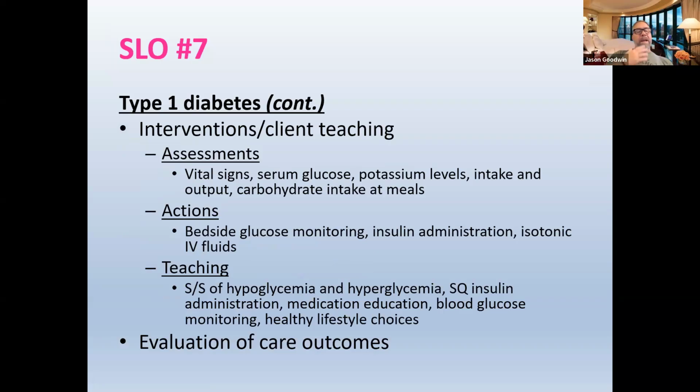Interventions. So now that you've identified that, assessments are going to include your vital signs, your subjective discussion with them, serum glucose levels, other metabolic panel, things like potassium levels. You're going to manage their I's and O's well, and also keep an eye on their carbohydrate intake meals. And they might be on what's called a diabetic diet. Actions, the bedside glucose monitoring. You're probably already doing that, right? And you're managing the insulin administration. You're also probably getting certain fluids that might be different from somebody that doesn't have diabetes in the hospital. Maybe you're giving them normal saline instead of lactated ringers, things like that, okay?